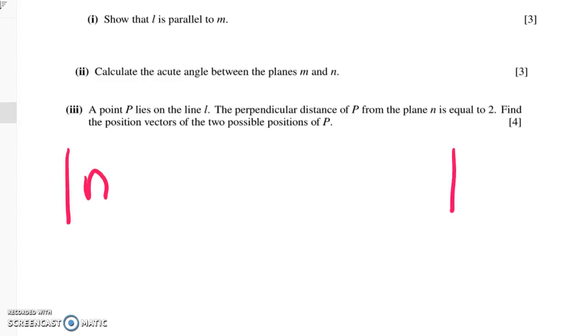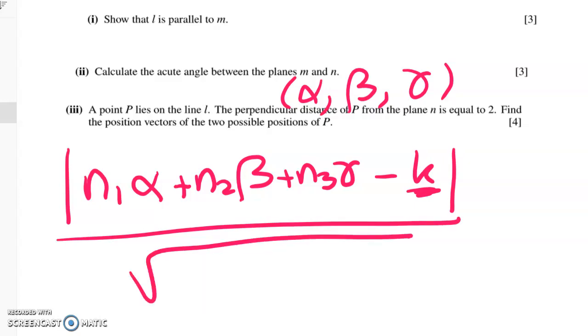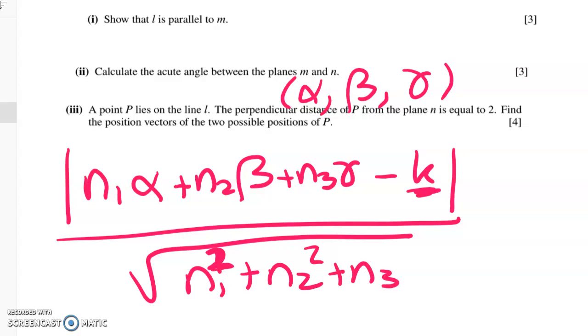We take our normal vector, and then suppose that my point has got coordinates alpha, beta, and gamma. I take each bit of the normal vector and I multiply them by that point. Right, and you know we've done the proof of this. And then we subtract off the constant in the plane equation. And we scale it by the magnitude of our normal vector, the square root of n1 squared plus n2 squared plus n3 squared. So what we're going to do is we're going to solve that equation being equal to 2. And then we have to have a think about what we do from there.